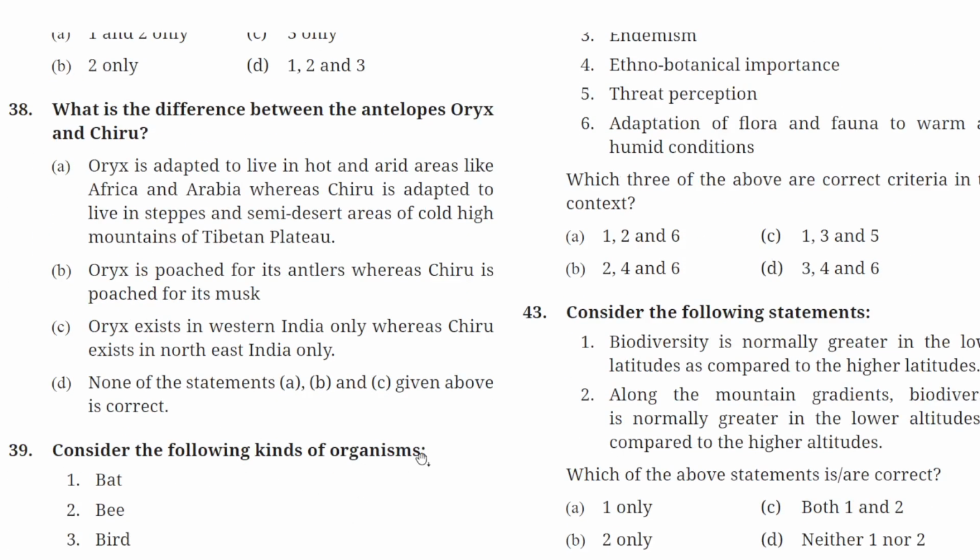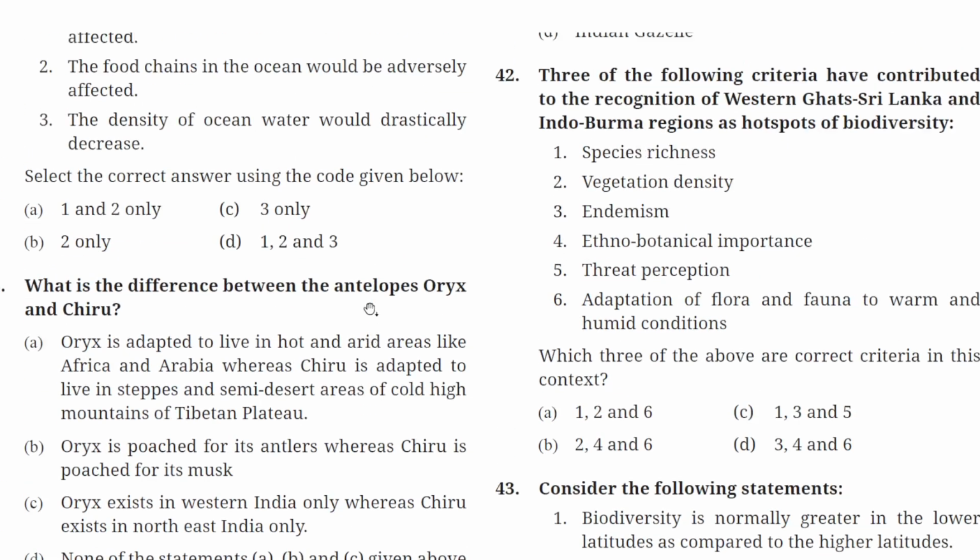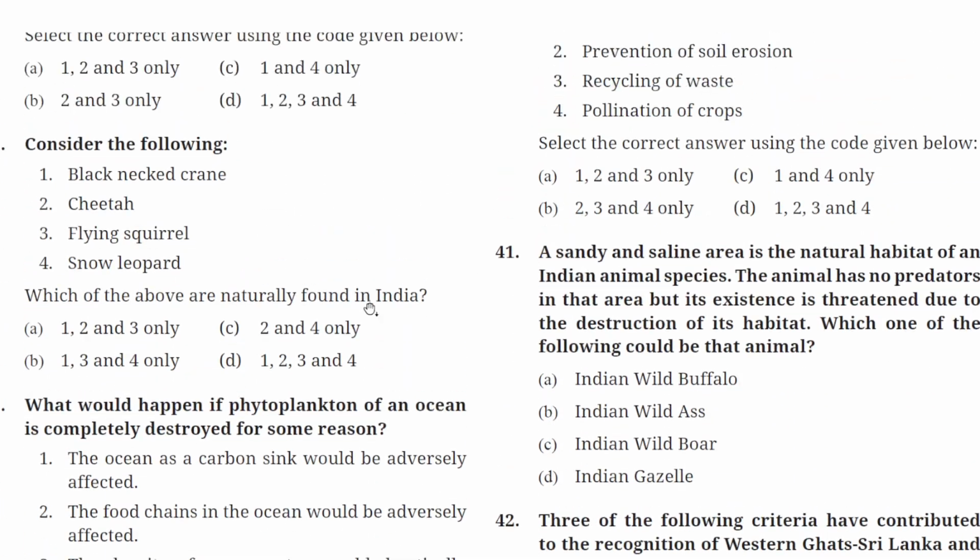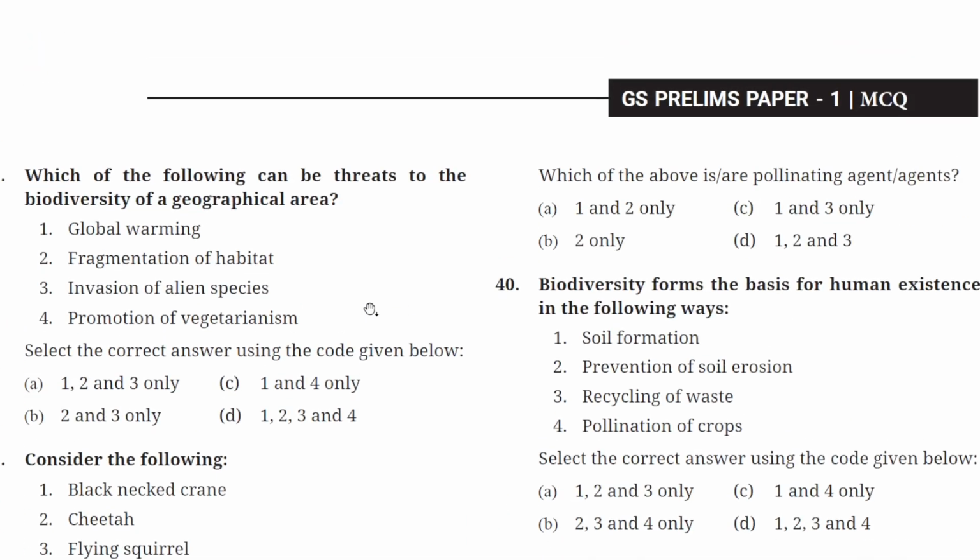Consider the following kinds of organism: bat, bee, and bird. Bat, bee, and bird are pollinating. The question is about all the three can help in pollination.